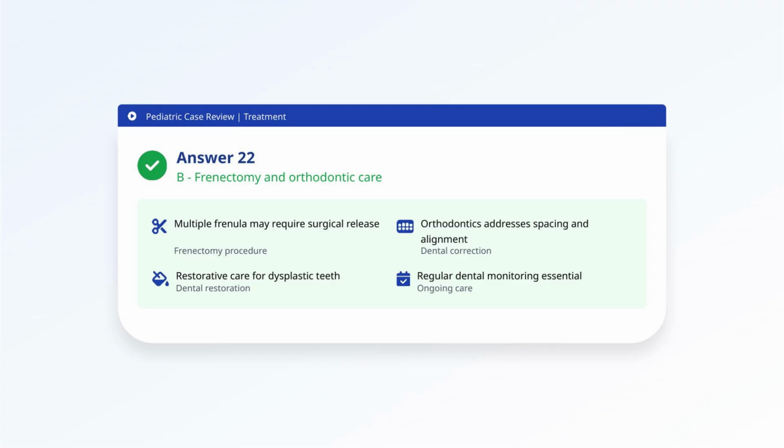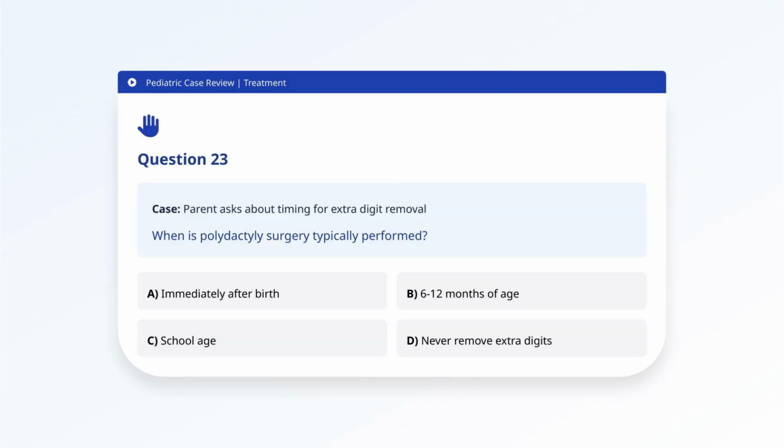Multiple frenula may require surgical release to improve oral function and appearance. Orthodontic treatment addresses tooth spacing and alignment issues. Restorative dental care may be needed for dysplastic teeth. Regular dental monitoring is essential throughout childhood and adolescence. A parent asks about optimal timing for removal of the extra digit in their infant with Ellis Van Creveld Syndrome.